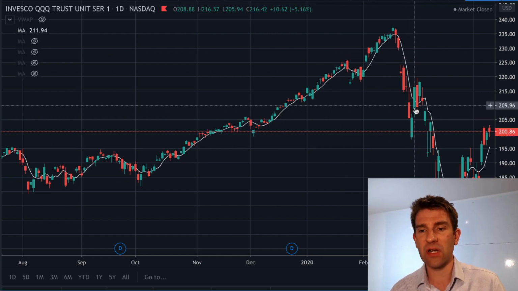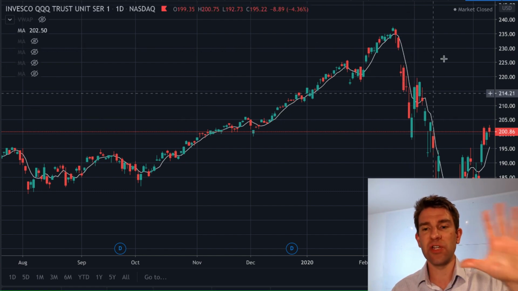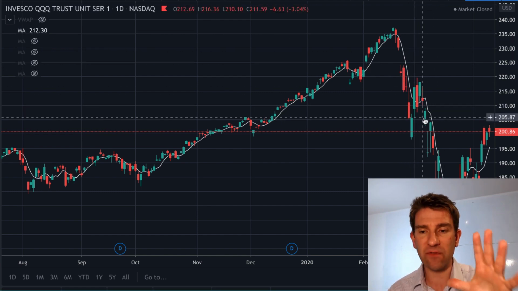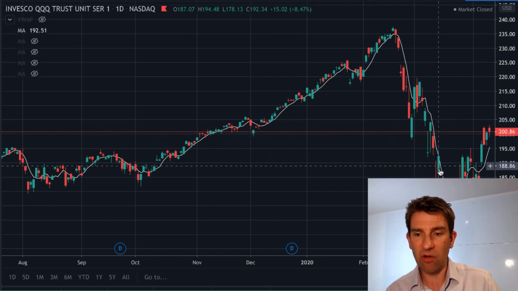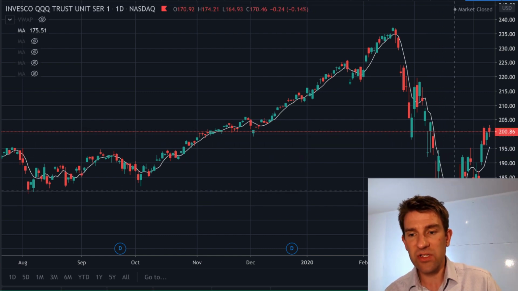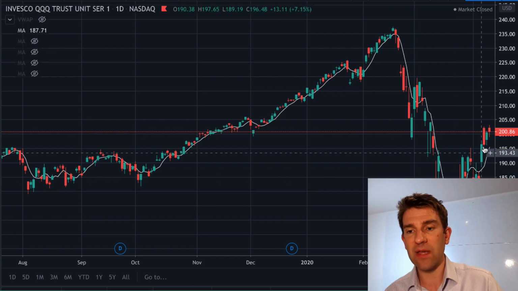Look at this down move here. Yes, this was very much a knee-jerk reaction, a lot of panic. But even after that, when we started going lower and lower, it was very, very late on until we finally closed above that 5-period moving average.